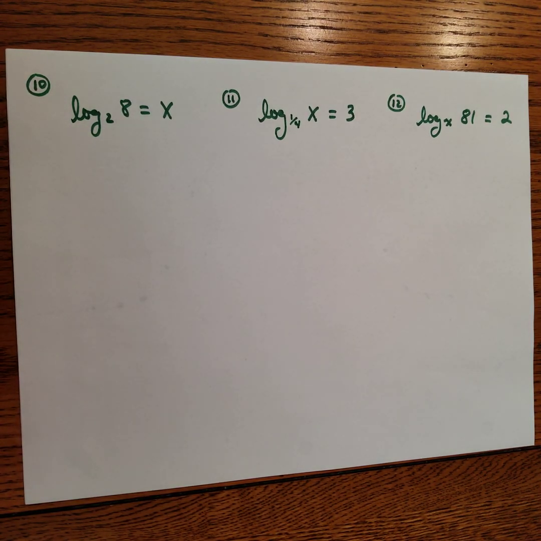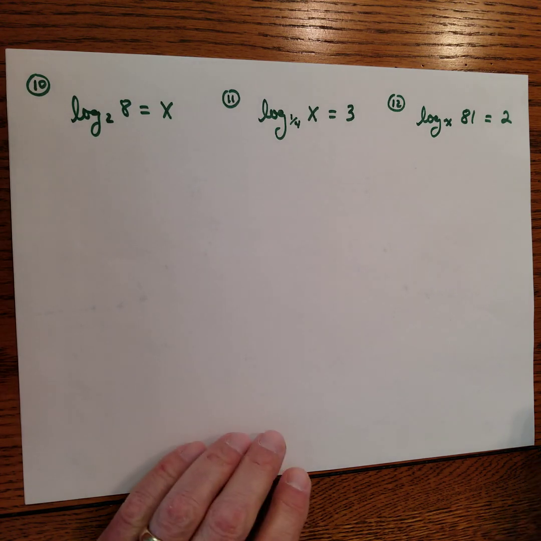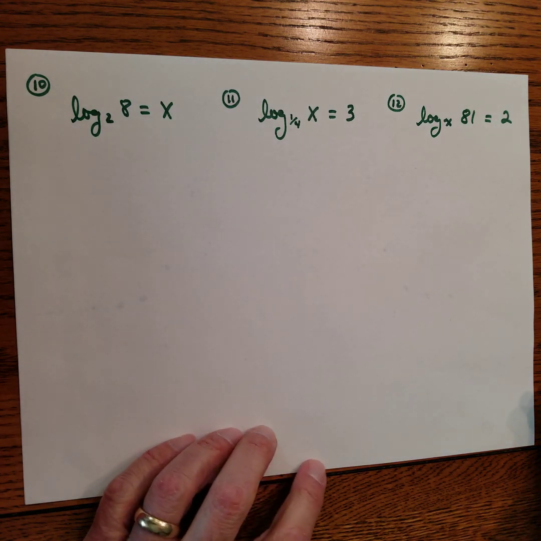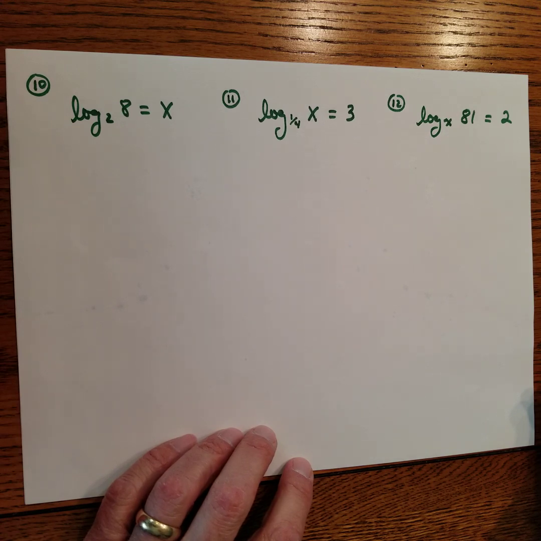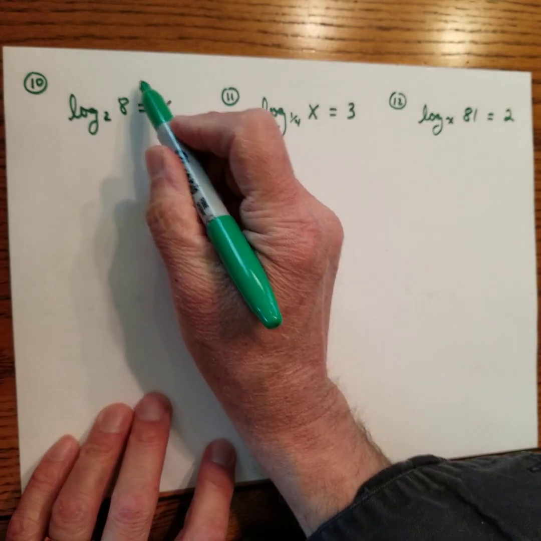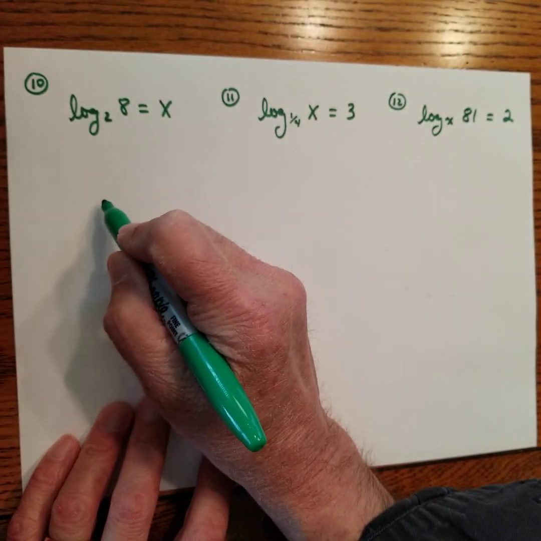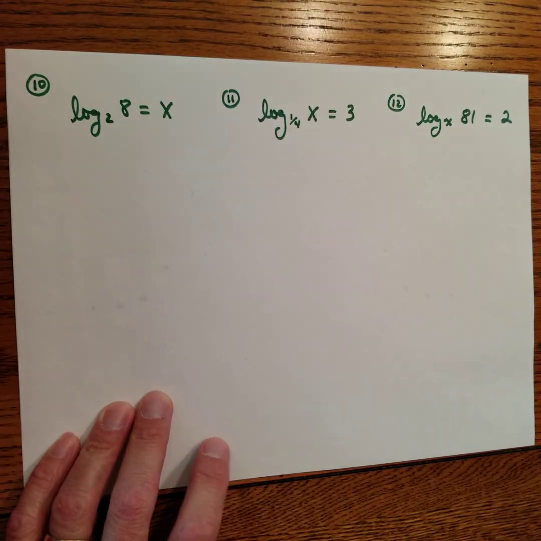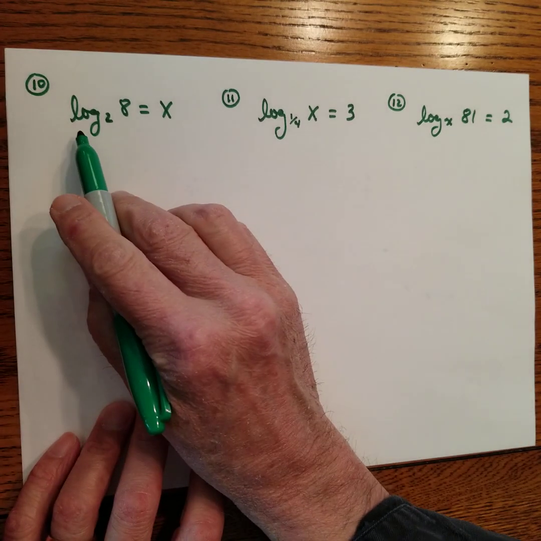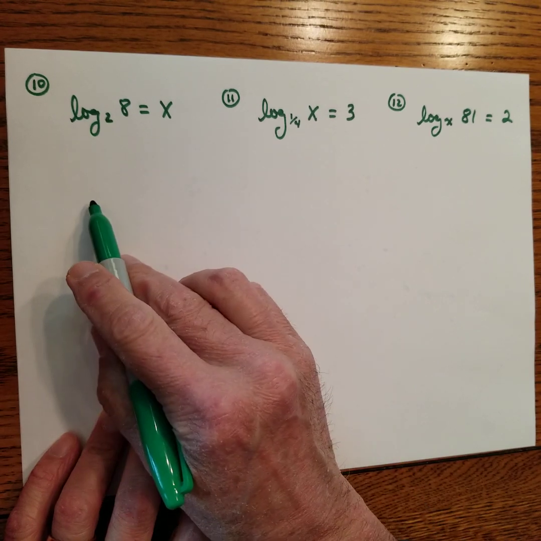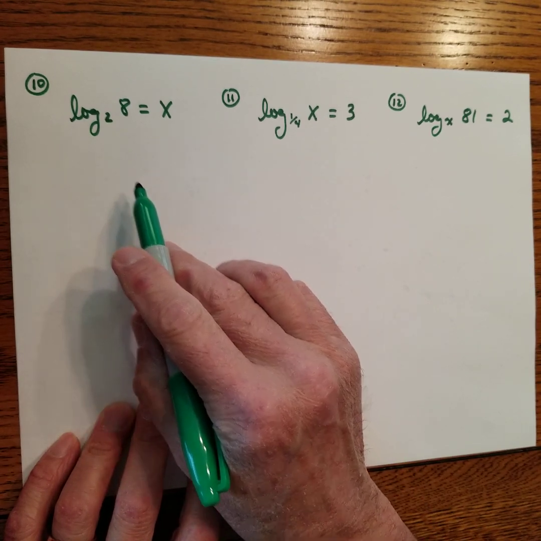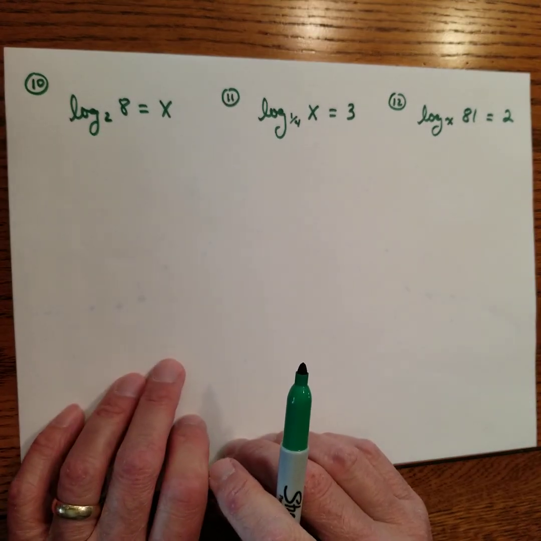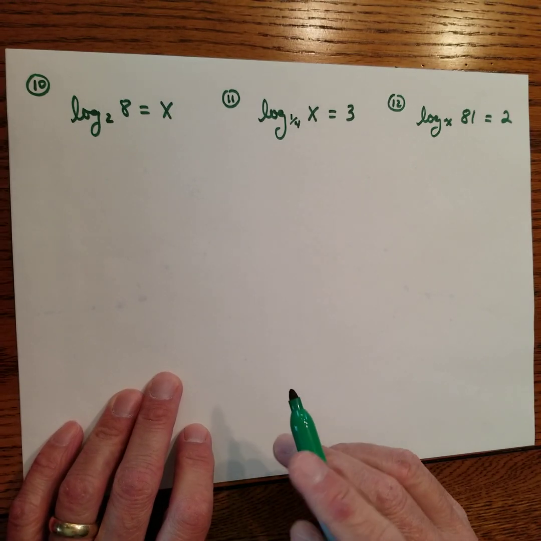All right, pause the video, try these 3 on your own, and then start the video back up and we'll work them together. Here we go. If you can do this in your head, you just write down x equals answer and circle it. On your homework, all you have to show is the original problem and the answer. If it helps to show the exponential notation in between, feel free to do that.